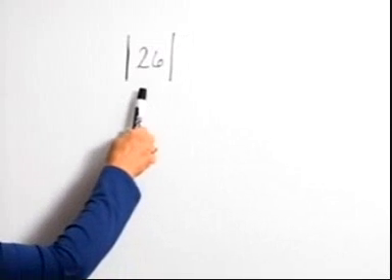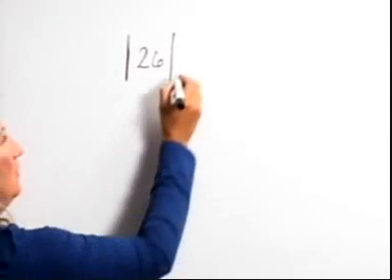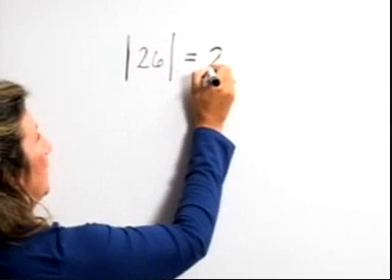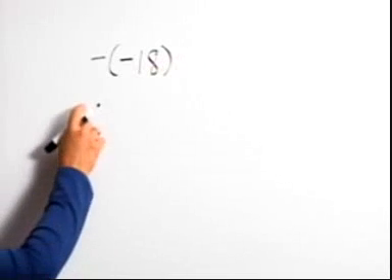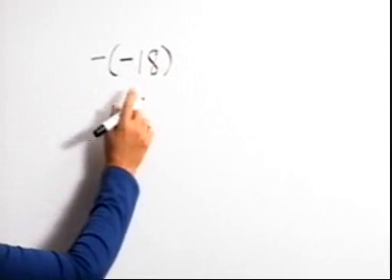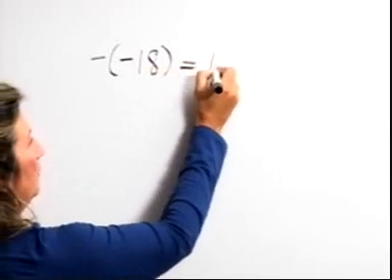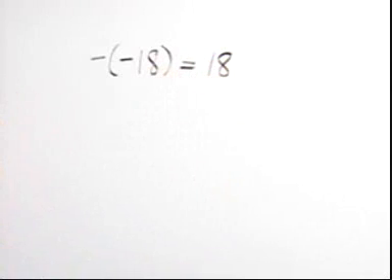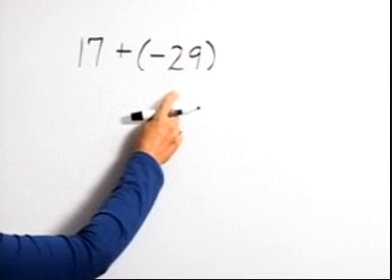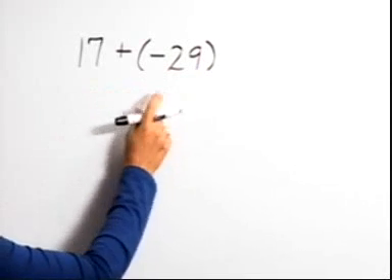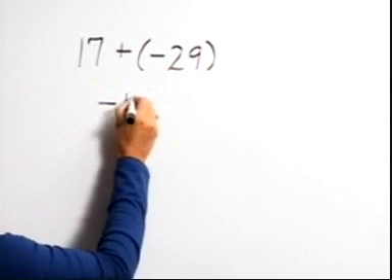Simplify the absolute value of 26. Since absolute value is always non-negative, the answer is 26. Simplify the opposite of -18, which is +18. Simplify 17 plus -29. 17 plus -29 is -12.